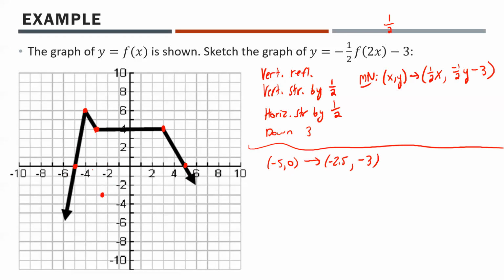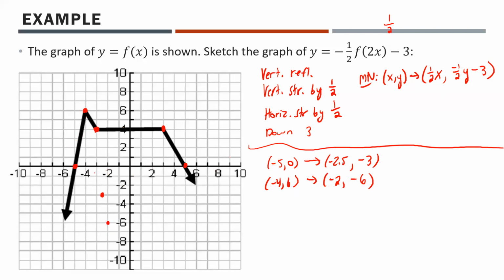Next point I'm going to plot is this one, negative 4, 6. If I'm going to transform it using my mapping notation, that becomes negative 2. And then negative 1/2 times 6 is negative 3. Negative 3 minus 3 is negative 6. So once again, I'll plot that right away. Negative 2, negative 6. That looks like that's going to be right there. So that little peak point has become this point down here.